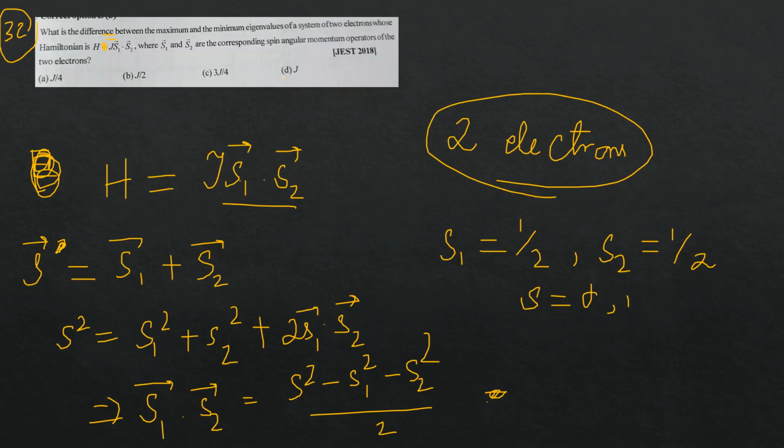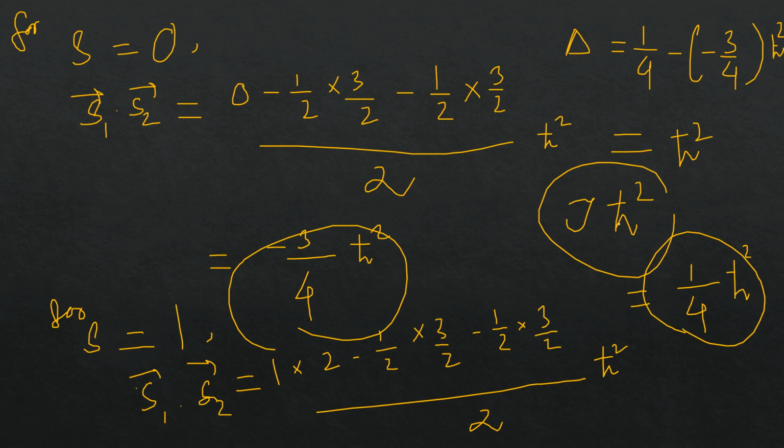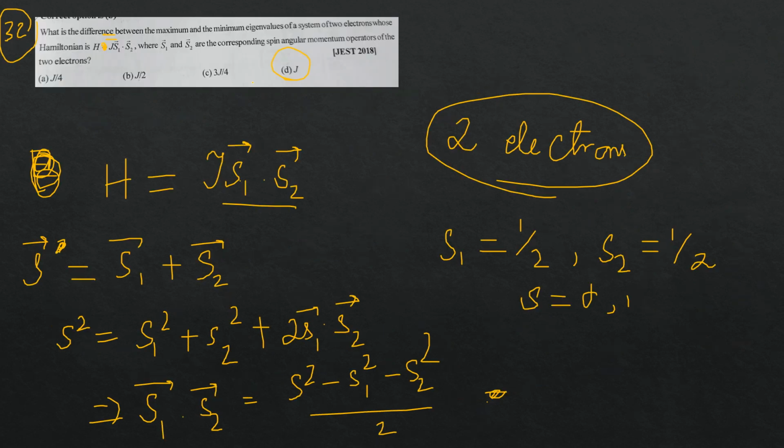So the answer will be only, if you put h cut square 1, the answer is what? J. So the answer is what? J. Right? Answer is J. Option D. It will be given in the question. Don't worry about that, or take h cut square as 1. Or answer in terms of h cut square. Okay. So this is question number 32.